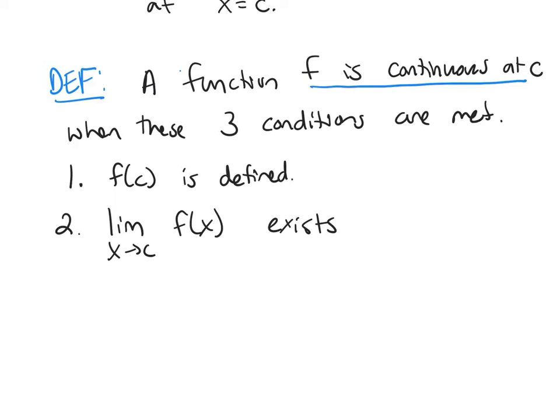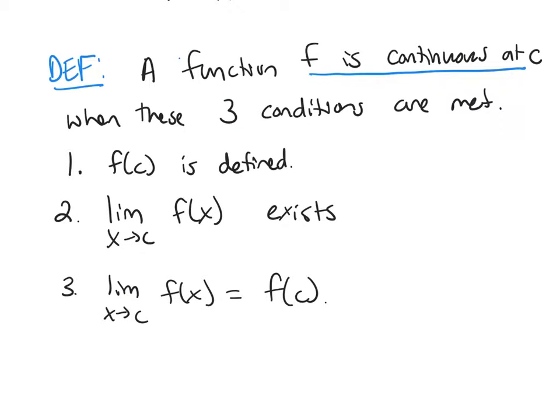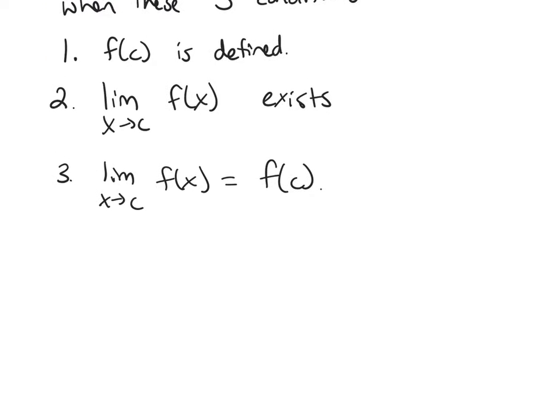And then the third condition is that these two things are equal: the limit equals f of c. And that was the issue in the third picture, that the limit existed, but it was not the same as evaluating my function. So this is what it means to be continuous.